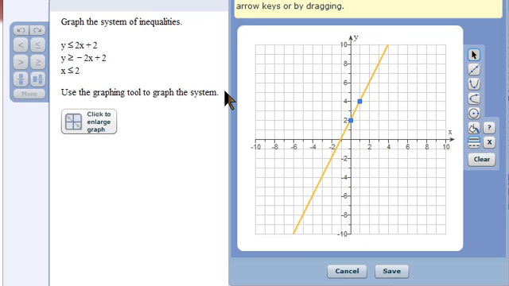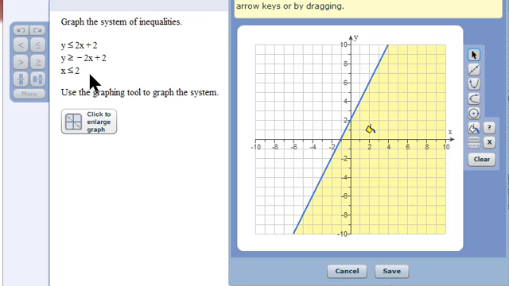And then I have to figure out which way to shade. I tend to substitute in a point like (0, 0). (0, 0) would make this true because 0 is less than or equal to 2. And so for this one, I would shade over here. And that's the graph of this one inequality.